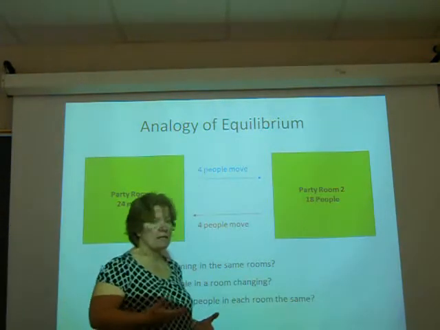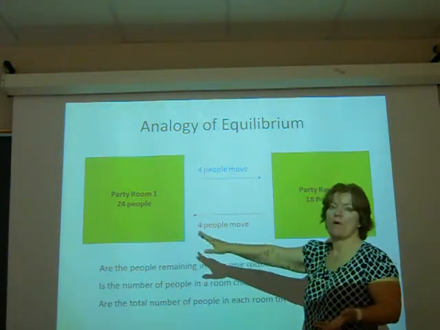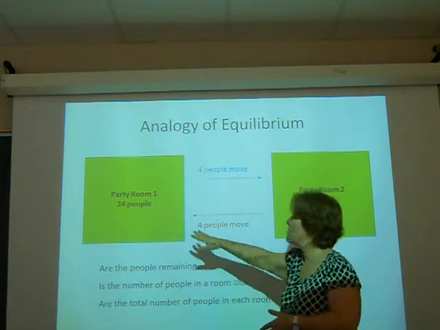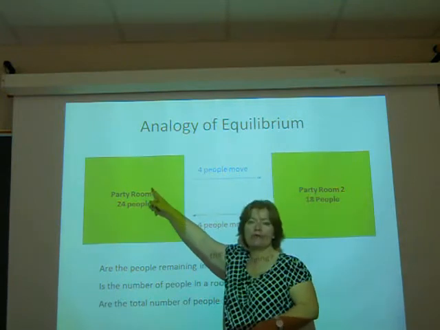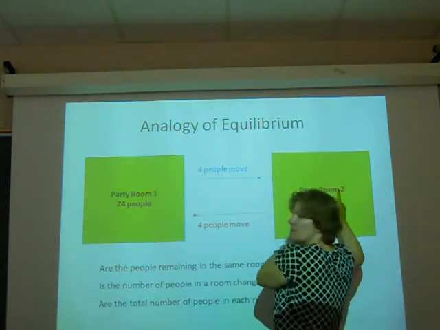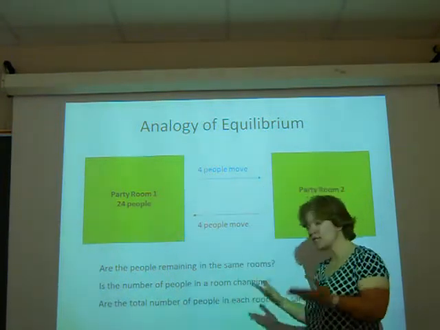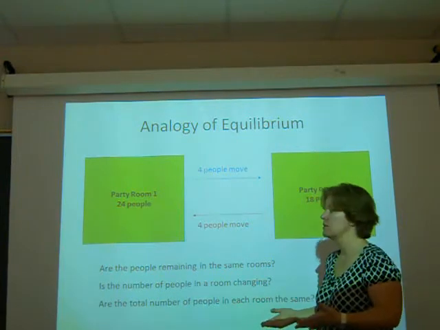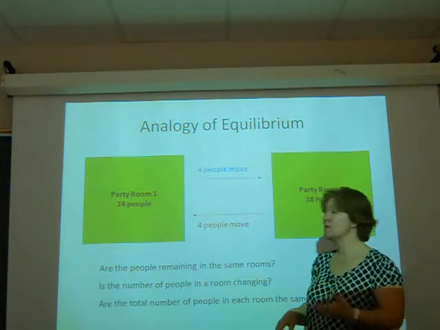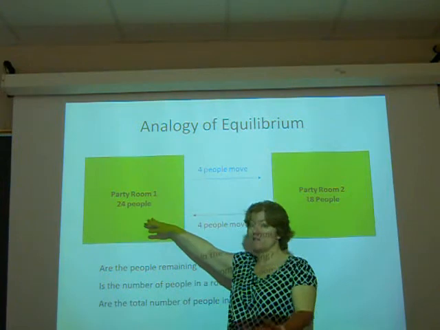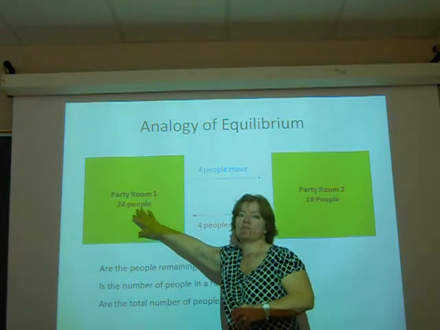Okay, and again, we really need to understand this concept of equilibrium. If I had people moving from one room in a party to another room in a party, maybe I had 24 people in the first party room and 18 people in the second party room, and 4 people moved from room 1 to room 2, and another 4 people moved from room 2 to room 1. If I were just taking a head count, I wouldn't know that anything is changing. The people are not remaining in the same room, but the number of people in the room is not changing. This was 24 before they moved, and it's 24 after. This was 18, it's still 18. But I don't have to have the same number of people in this room as in this room.